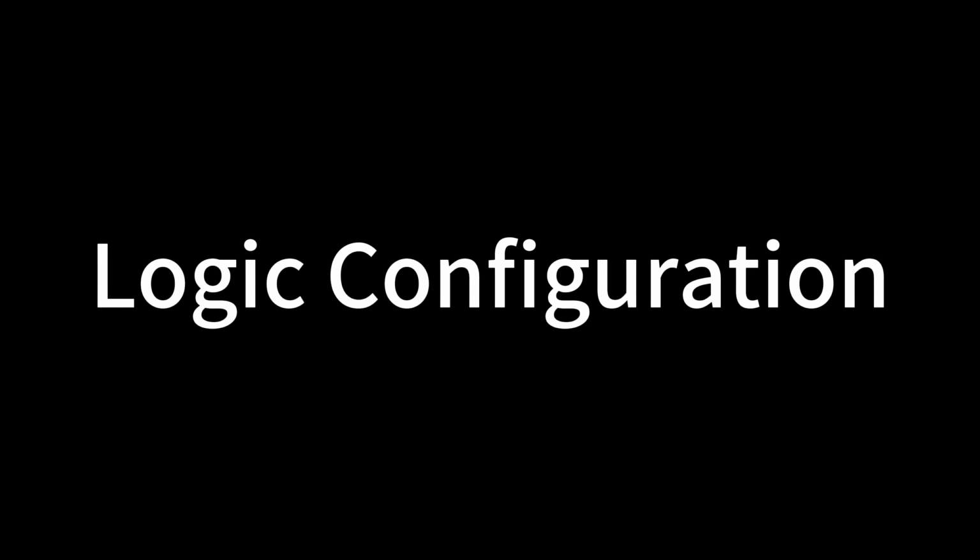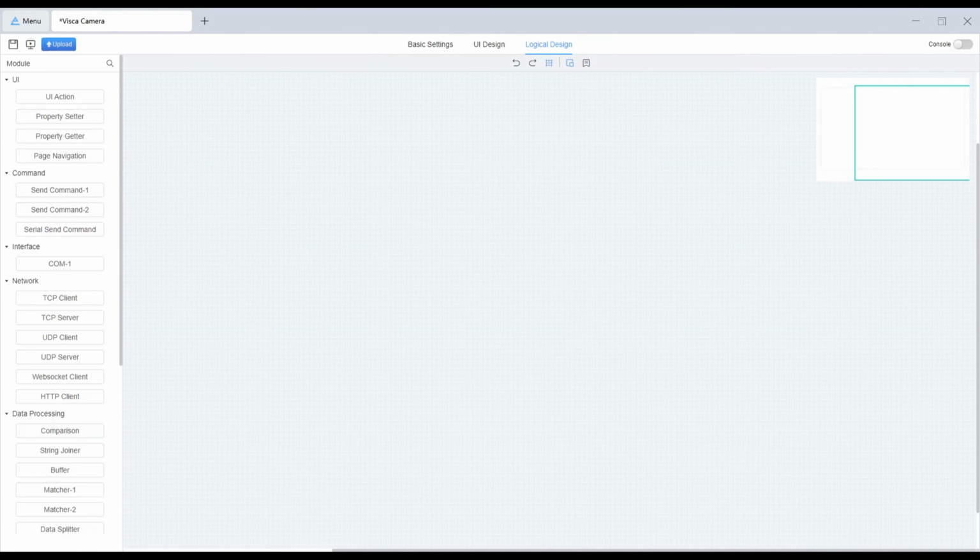Logic configuration. Next, we move to the logical design section to set up the control logic. The control logic for this example is: when a directional button is pressed, the system sends the corresponding directional control command to the camera via the serial port. When the button is released, the system sends a stop command. These steps are as follows.